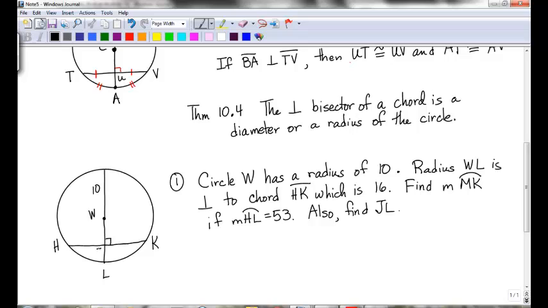They're labeling this as J. So each one of these is 8. So we know this is 8. We know this is 8. Let's label this as M up here. Find the measure of arc MK if the measure of arc HL is 53. Okay, HL is 53, so we know this is 53. So what do we know about LK? 53. Do we have enough now to find the arc?